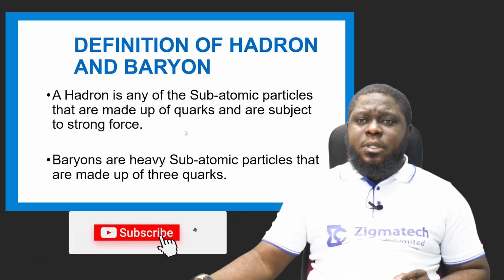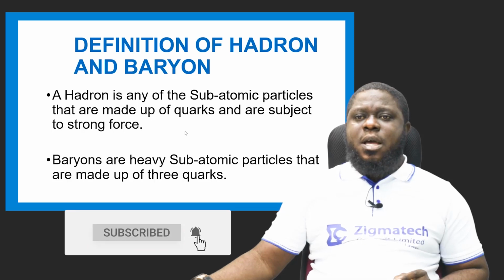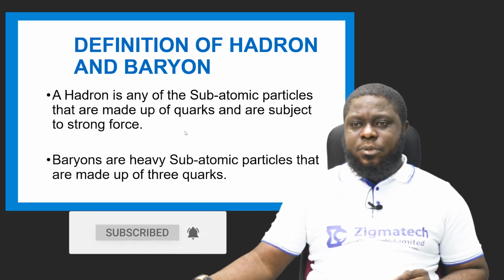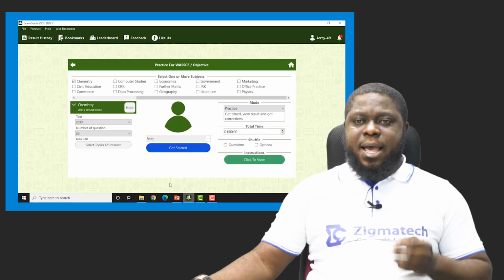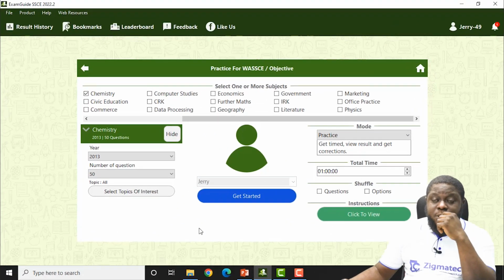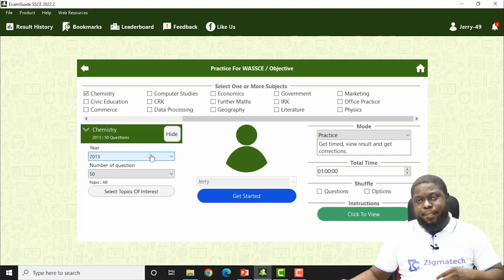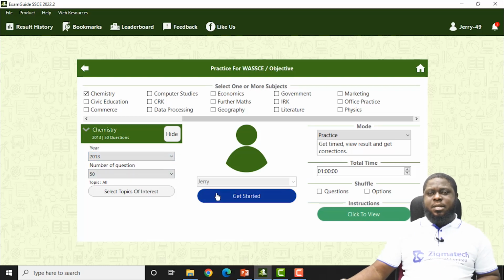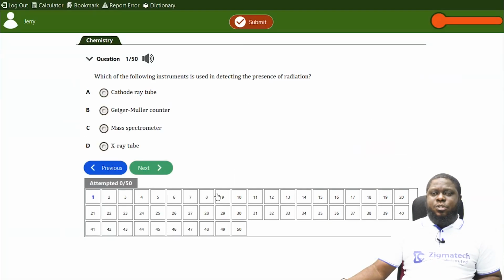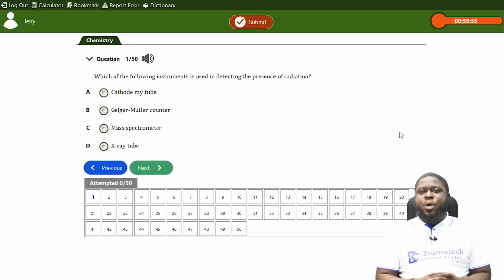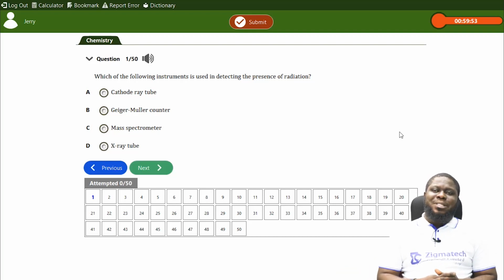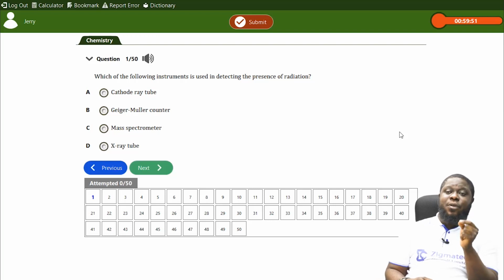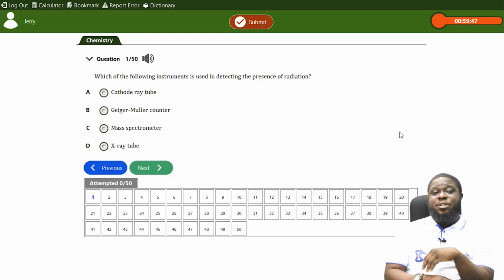Now, let's go to the exam guide. We'll go to chemistry, the year 2013, question 1. It says, which of the following instruments is used in detecting the presence of radiation?